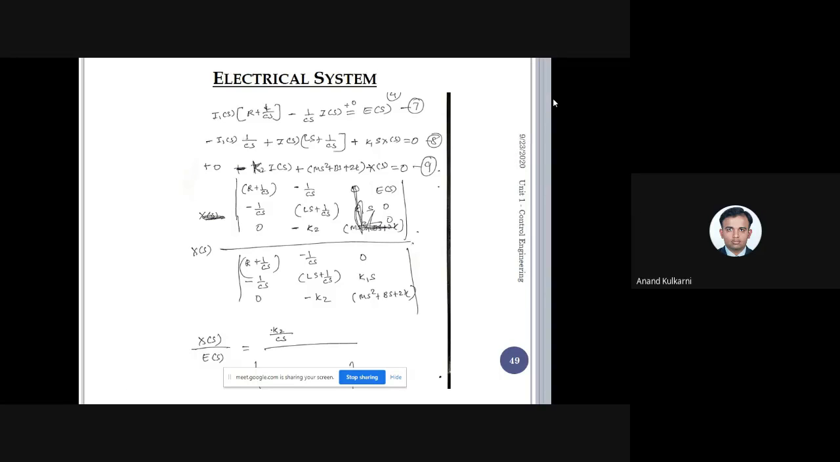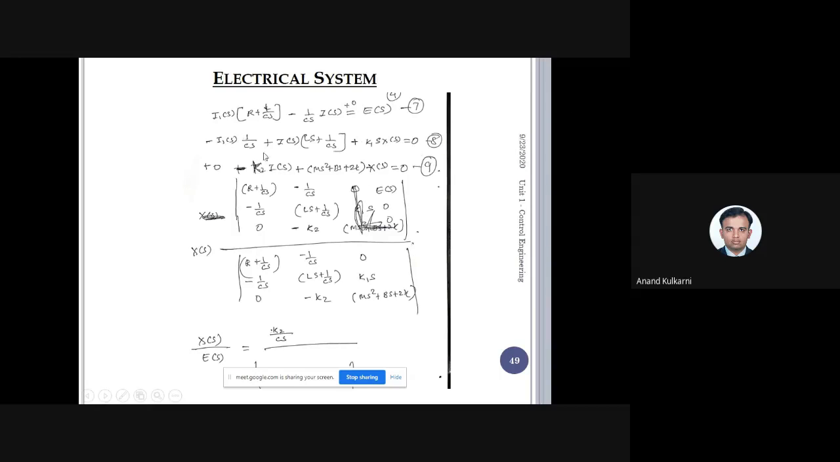We have moved from left to right. It is not necessary to write the equation in a particular fashion. You can take any system first and start writing. That is not an issue. But I have written from left to right. So first loop, first equation, second loop, second equation, third loop, third equation.